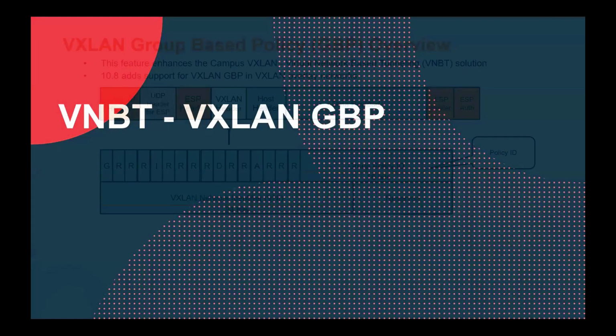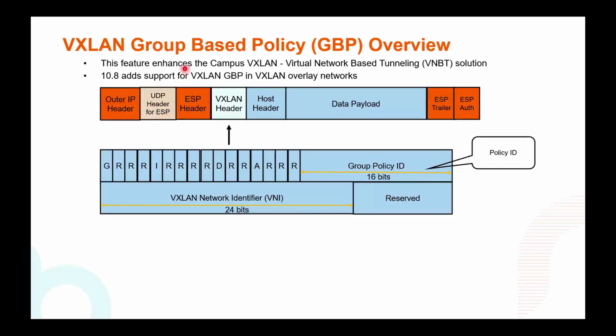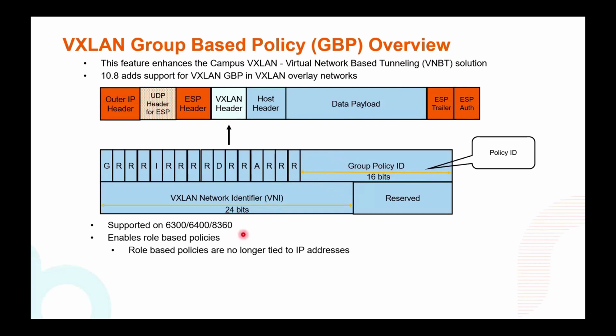So let's start with GBP VXLAN. So GBP stands for group-based policy. Right? This feature basically enhances the campus VXLAN VMBT solution, or virtual network-based tunneling solution. In 10.8, we basically added this group policy ID portion to the VXLAN header. It's supported on these 3 platforms, and this will enable role-based policies.